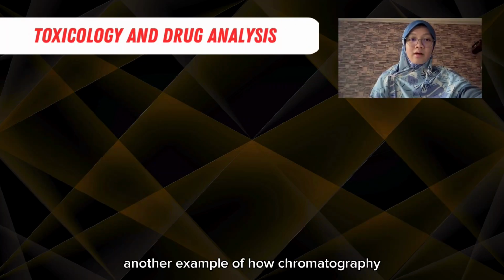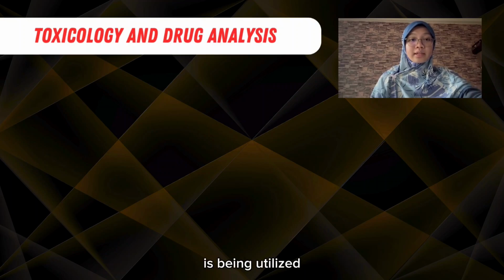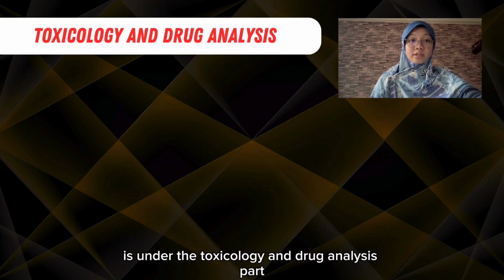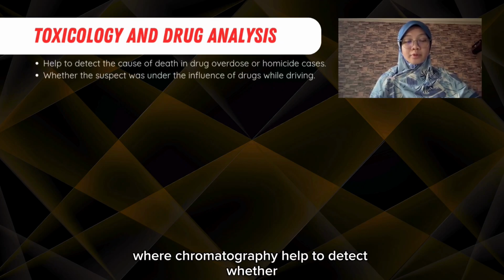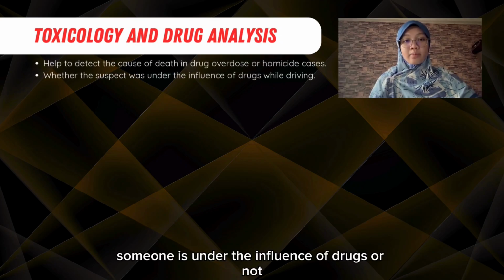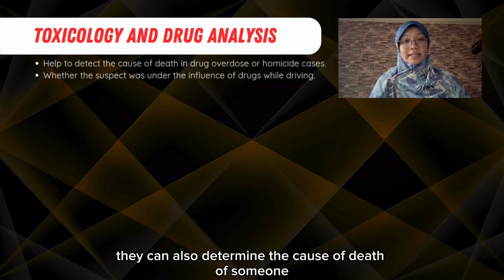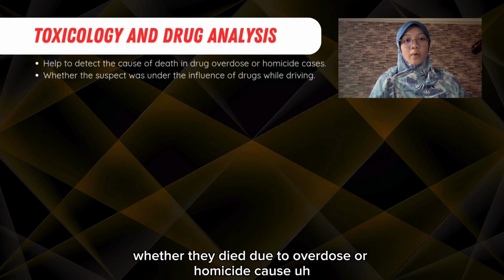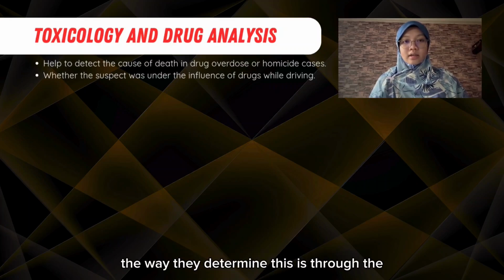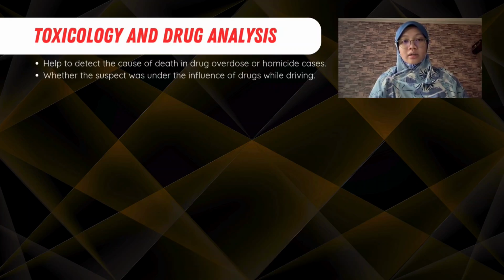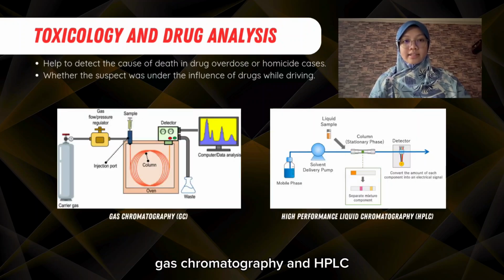Another example of how chromatography is being utilized is in toxicology and drug analysis, where chromatography helps to detect whether someone is under the influence of drugs or not, and it can also determine the cause of death of someone, whether they died due to overdose or homicide. The way they determine this is through gas chromatography and HPLC.